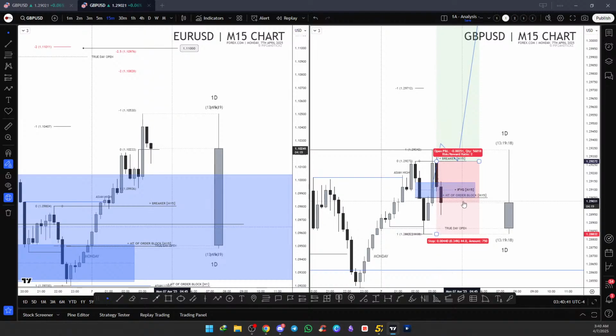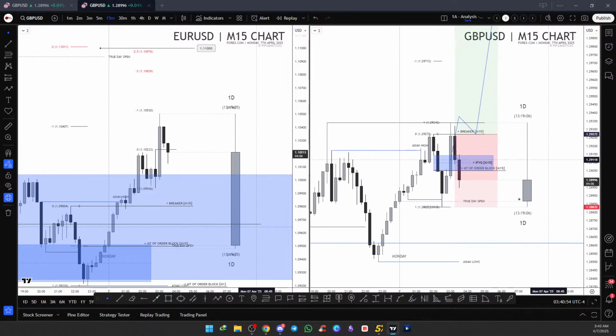If it closes below the main threshold, I will be closing my long position with a small loss here. If it doesn't close below the main threshold, I will still hold for a long, and I will expect higher prices, or wait for a candle to close below the main threshold of the order block for my trade to get invalidated. So this is my game plan as of now.